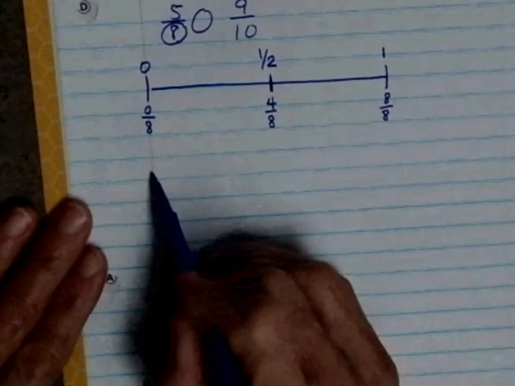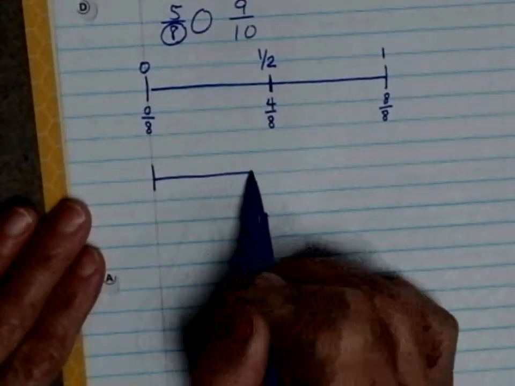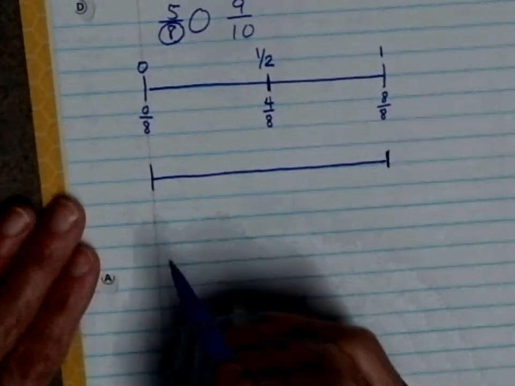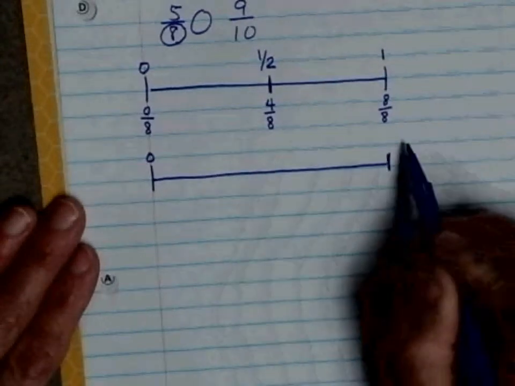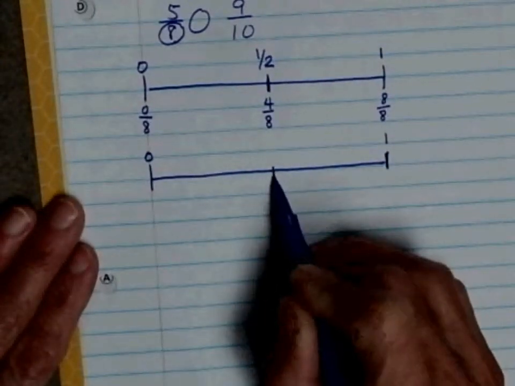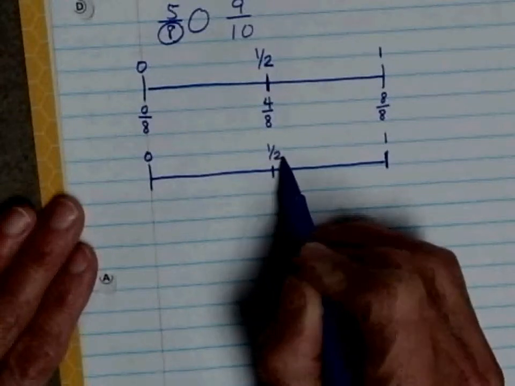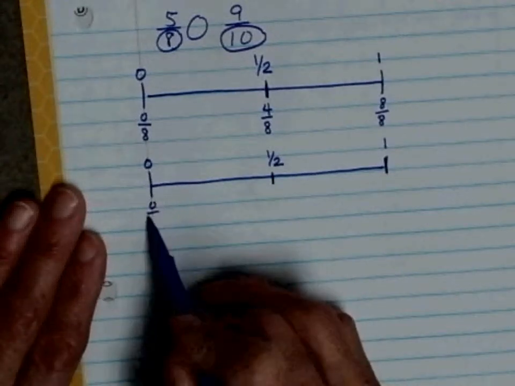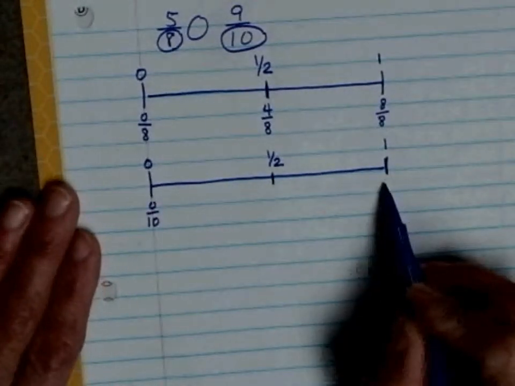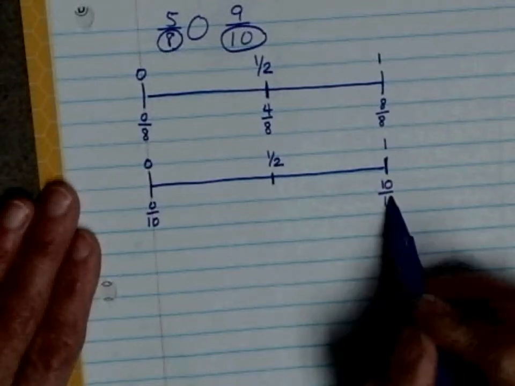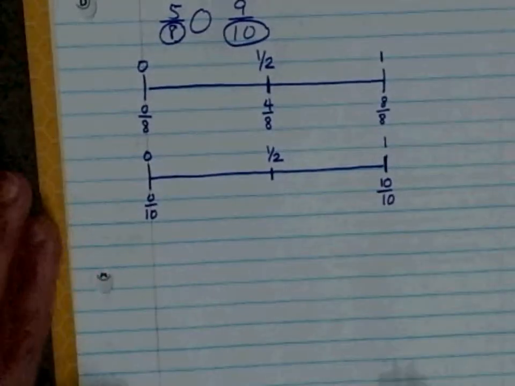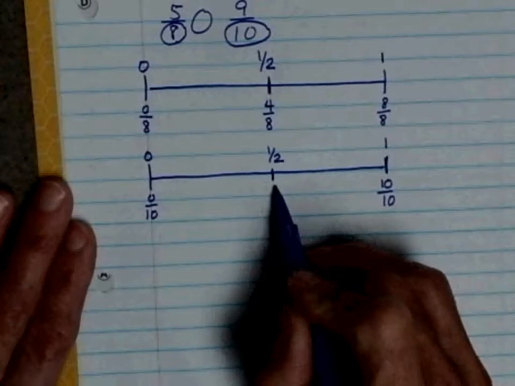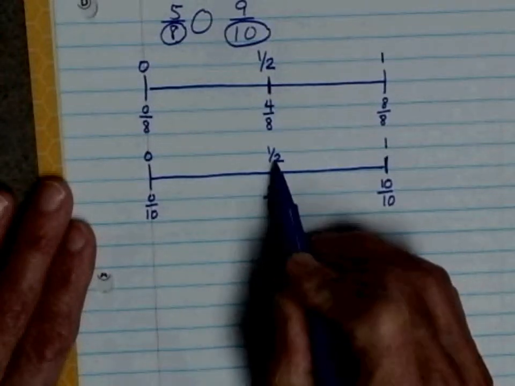I'm going to create an equal number line right underneath. It has to be the same length. And again, this is 0. This would be 1/2. Right in the middle would be 1/2. Now let's look at our denominator. It's tenths. So we would label this as 0/10. And 1/2, what fraction is equivalent to 1/2? 10/10. And again, because it's an even number, we can easily divide that in half. What is half of 10? 5. So 5/10 is equivalent to 1/2.